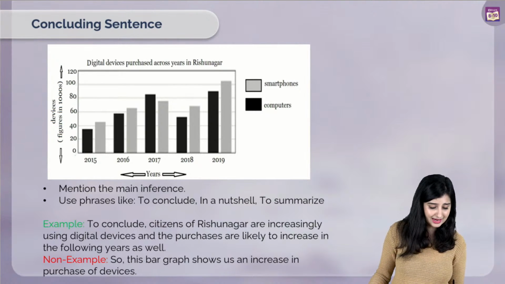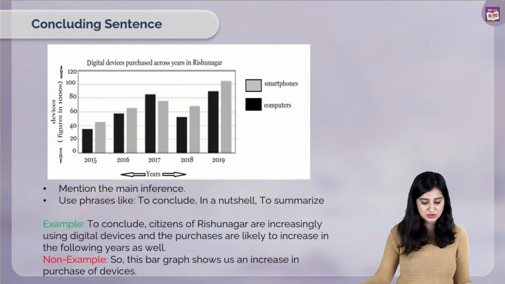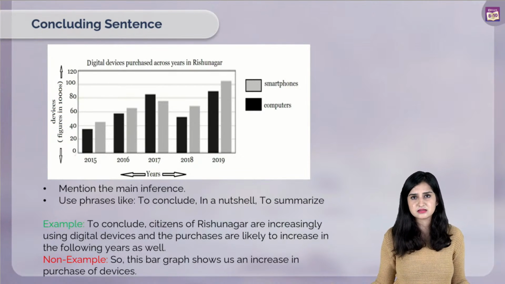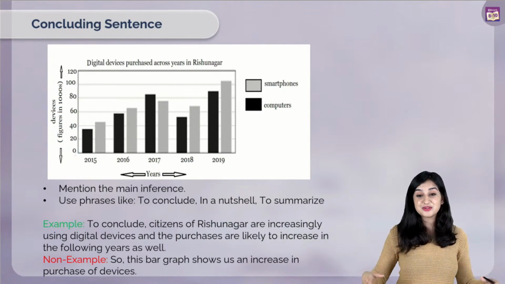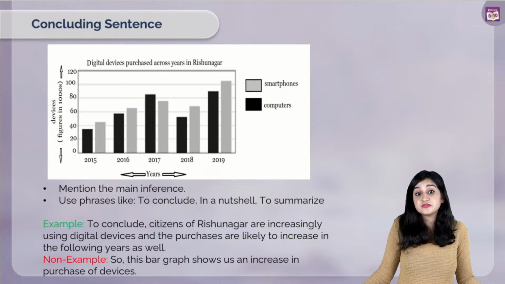And this is just a bad example of what you should not do. You should not say, so this bar graph shows us an increase in purchase of devices. Don't say that. You need to show them that you were able to analyze it and you were able to word it nicely, whatever your analysis is. On the contrary is very good, Yashat. It's a nice phrase. You can definitely use it.